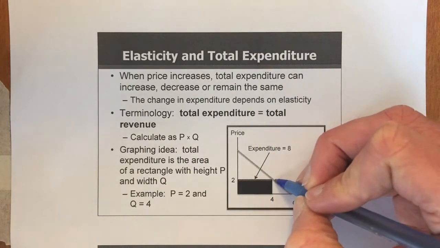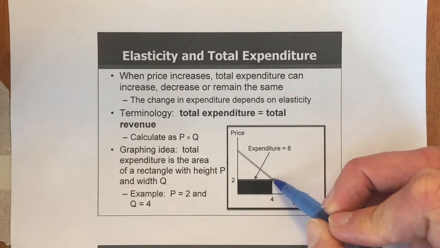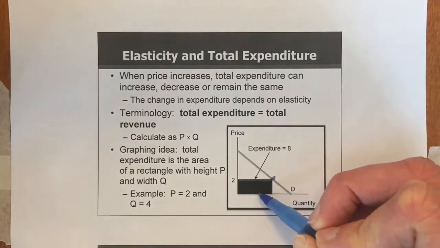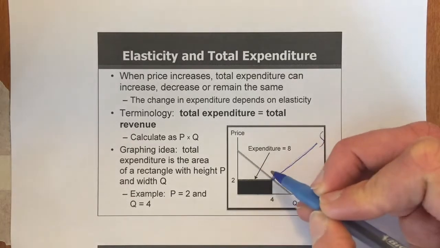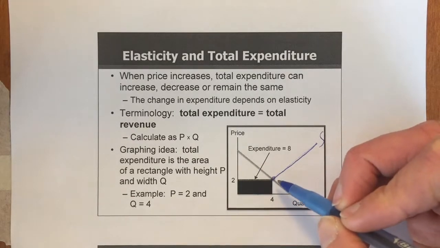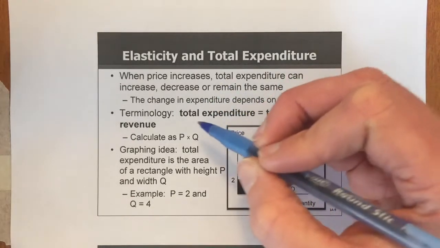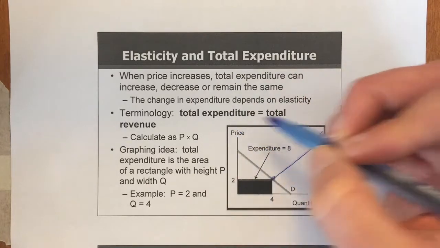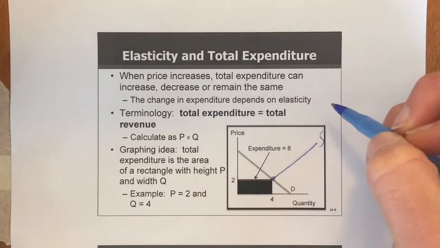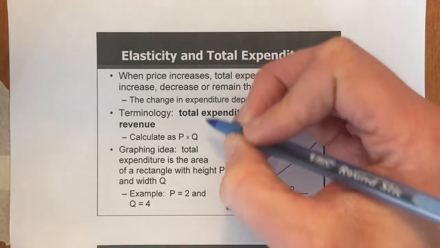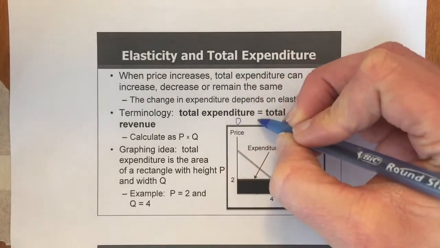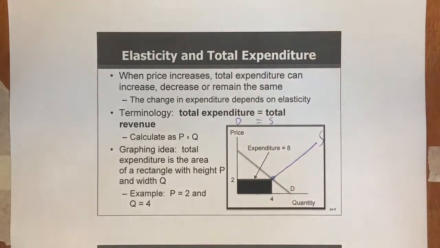However, what we're often interested in is this equilibrium point. If the supply curve goes through that equilibrium point right here, then supply will equal demand, and total expenditure will equal total revenue. So often we're going to talk about cases where these two terms are equal, because that's equivalent to saying demand is equal to supply.